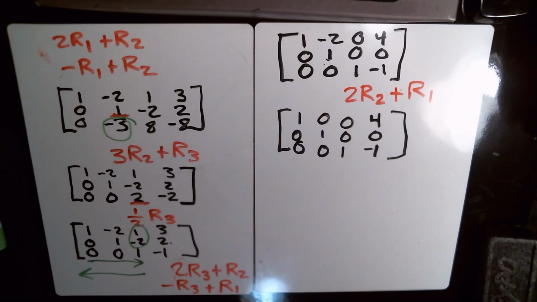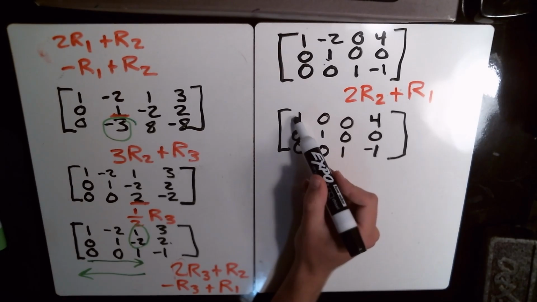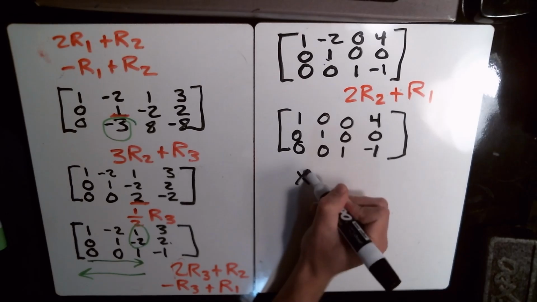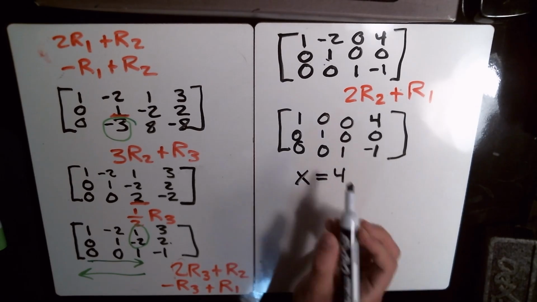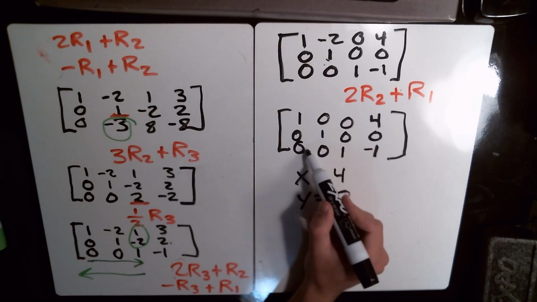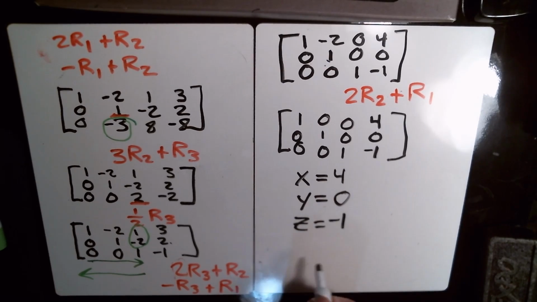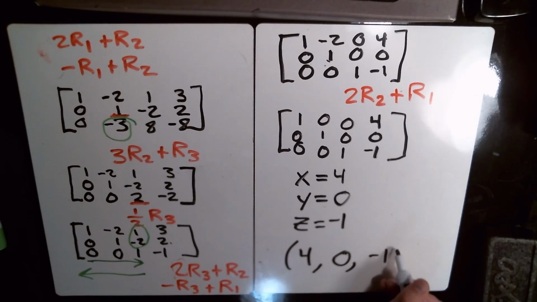Okay, so what does this mean? This means that if I wrote these back as equations, this would be 1 times x equals 4, 1 times y is equal to 0, and then 1 times z is equal to negative 1. And so my answer here is 4, 0, negative 1.